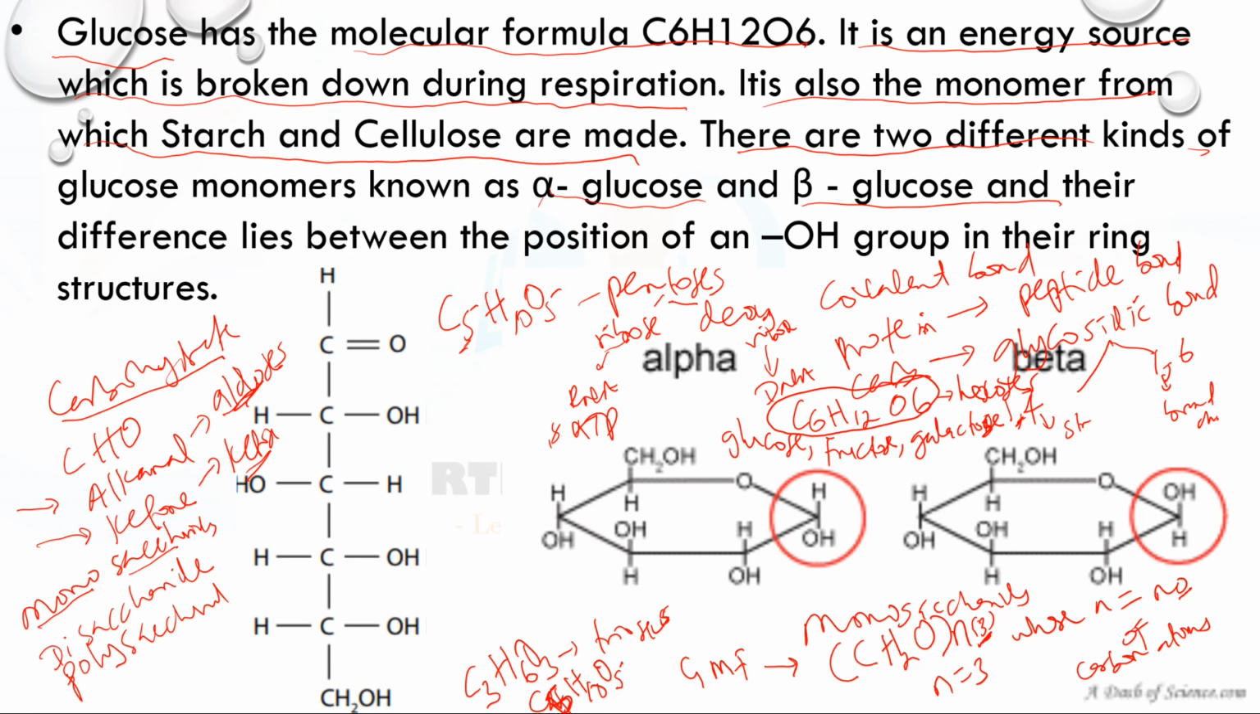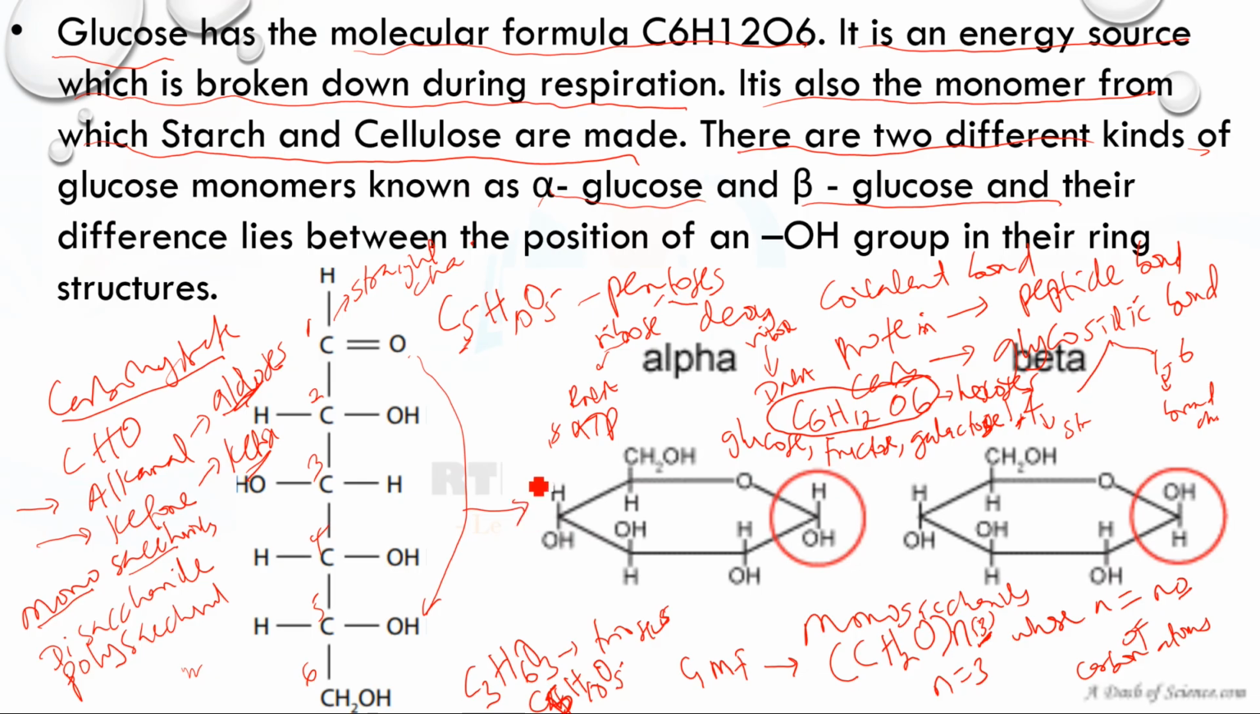If you check, this is glucose, the structural formula of glucose. This is the first carbon atom, the second, third, fourth, fifth, sixth. So this is the straight chain. When the straight chain undergoes some changes, the first carbon atom combines with the fifth carbon atom.